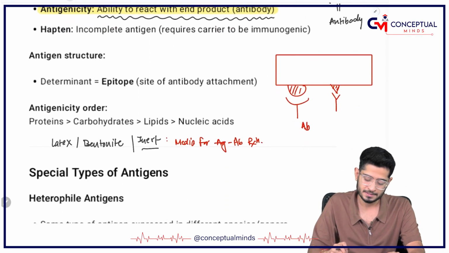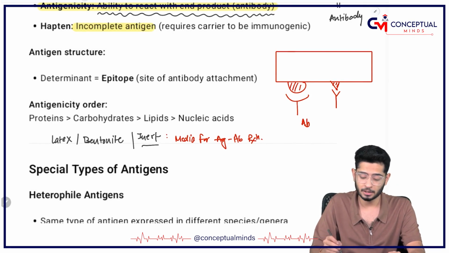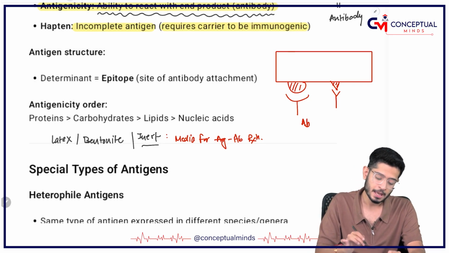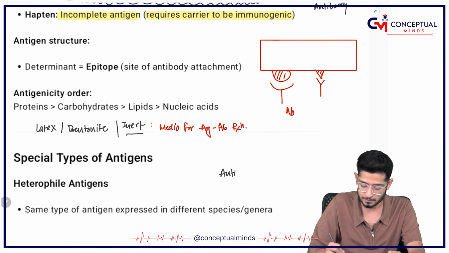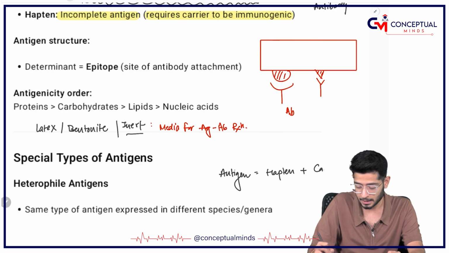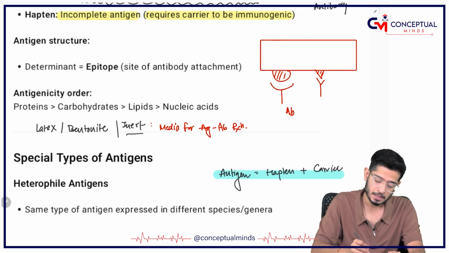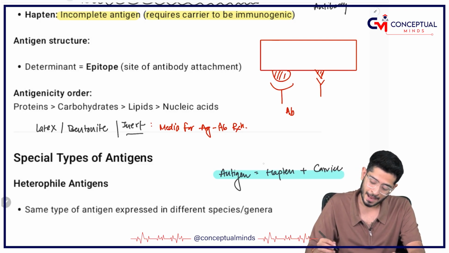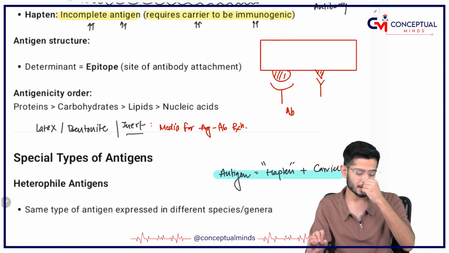Coming on to what is hapten. Remember, hapten is the incomplete antigen. It requires some carrier to be immunogenic. If I write it here, for example, antigen is equal to hapten plus a carrier. Are you getting it? Antigen is the hapten with the carrier. That means hapten per se is the incomplete antigen, and it requires some carrier to be immunogenic to become the antigen.